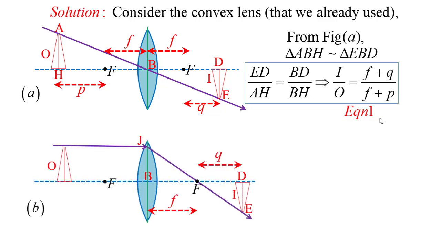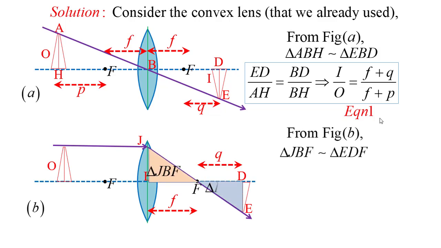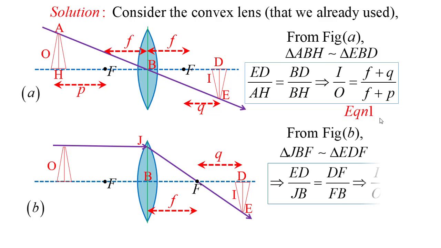From the second arrangement, from figure B, triangle JBF is similar to triangle EDF. Once again, from the ratios of the sides, ED over JB becomes I over O, and DF over FB becomes Q over F. We will hold this as equation 2, the second equation.